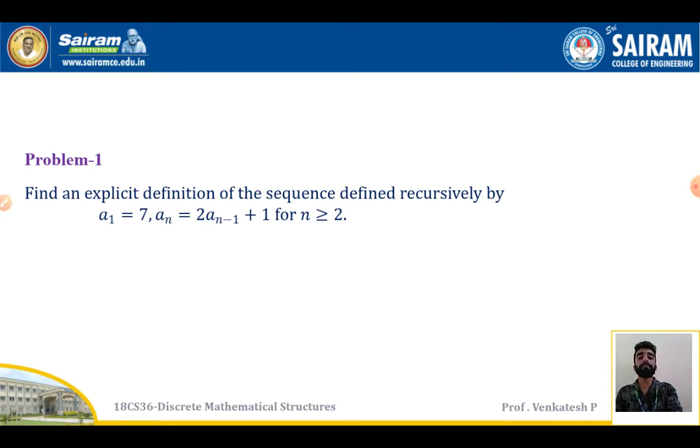For example, if I replace n = 2, what will I get? 2 times a1 plus 1. So it becomes 14 plus 1, which is 15. Like that. Okay, so now I am going to expand this by using the explicit method.